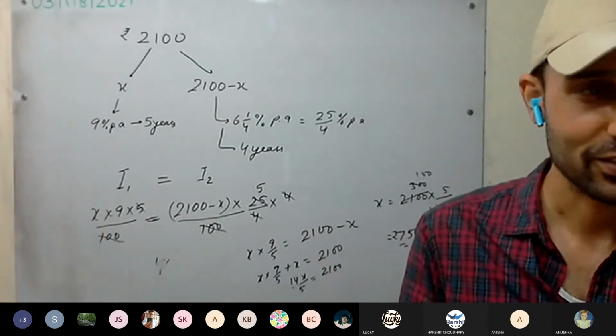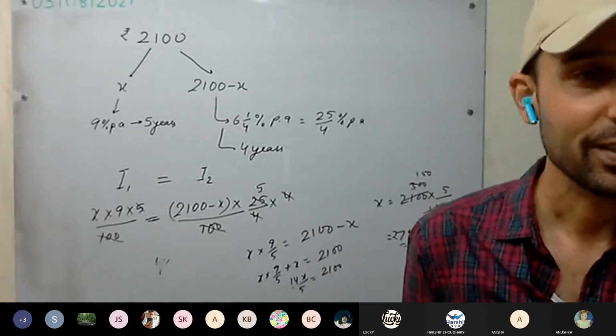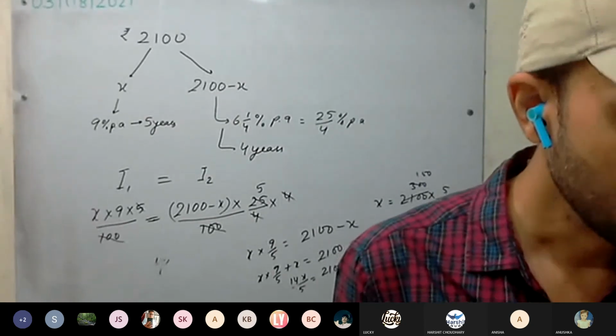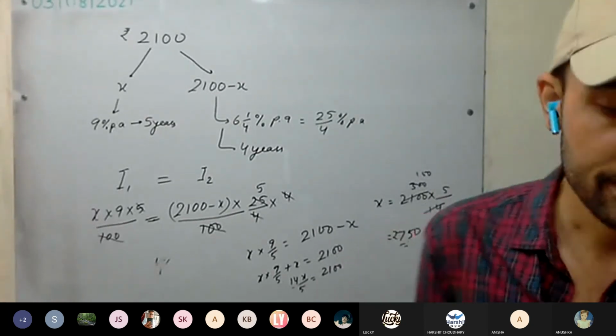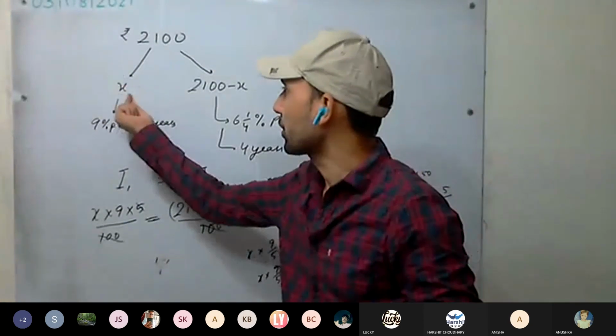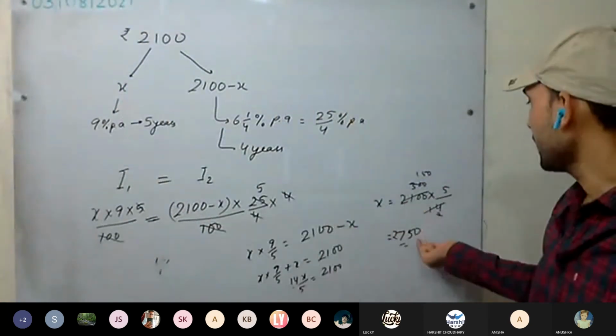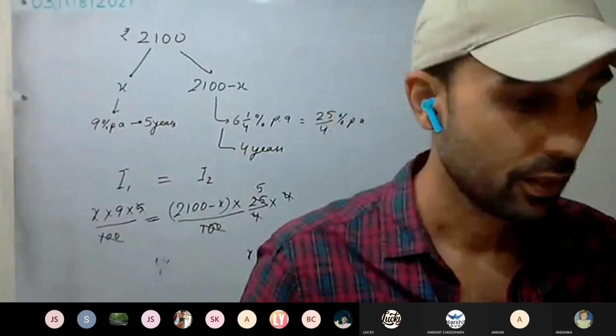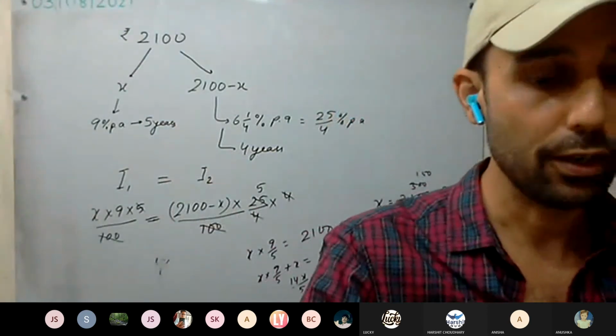Okay, many have already left. Yes. Are you getting 750 rupees? The question is asking to find the part lent at 9% per annum. We have to calculate the value of x. So 750 is the part lent at 9% per annum. Okay. So with this, we end the class. Any doubt you have, you may ask.